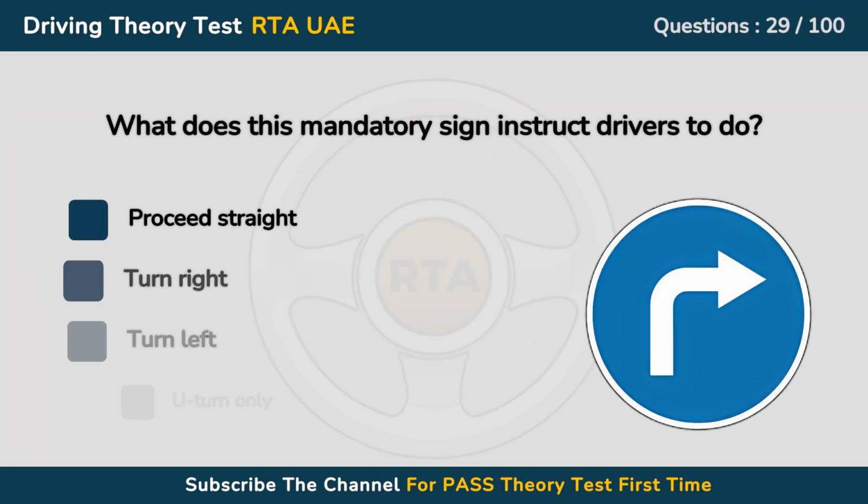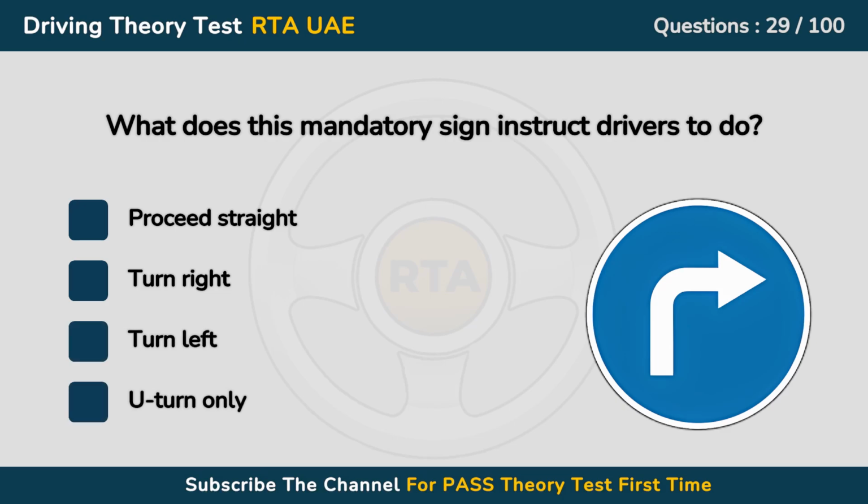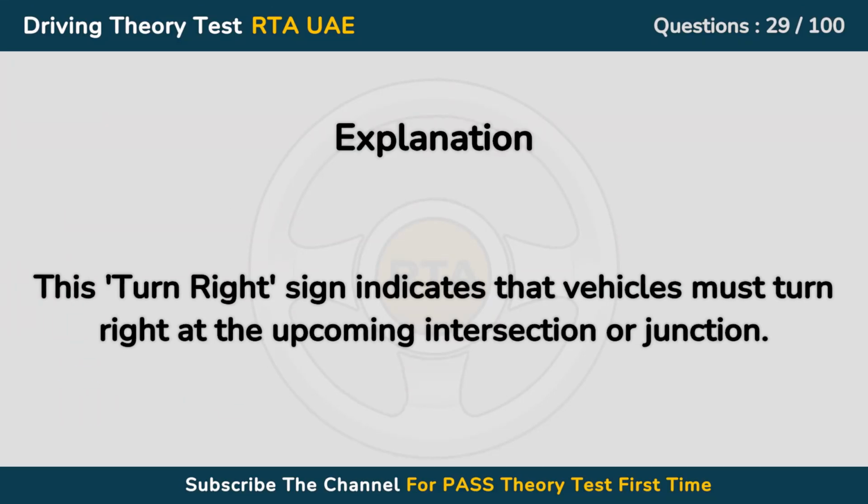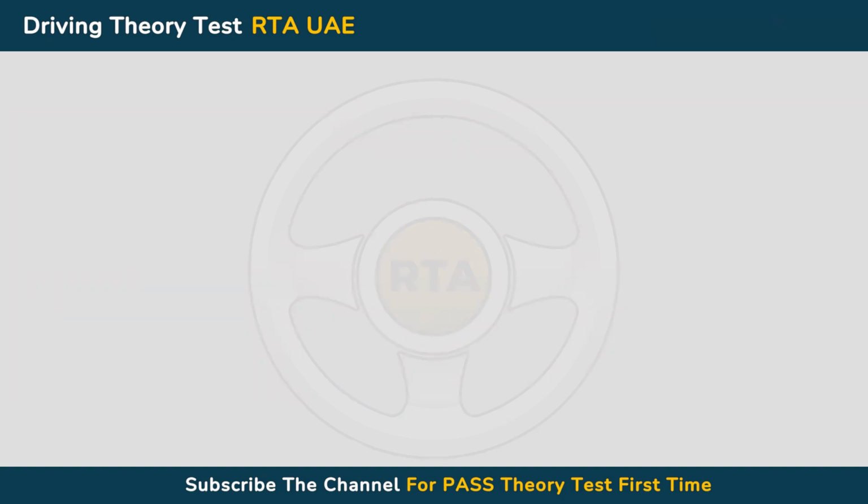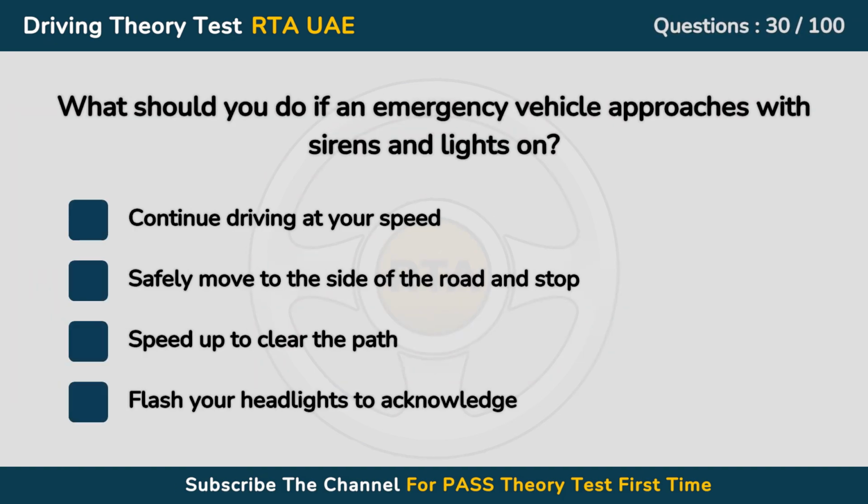Question 29. What does this mandatory sign instruct drivers to do? A. Proceed straight. B. Turn right. C. Turn left. D. U-turn only. Answer is B. Turn right. This turn right sign indicates that vehicles must turn right at the upcoming intersection or junction. Question 30. What should you do if an emergency vehicle approaches with sirens and lights on?